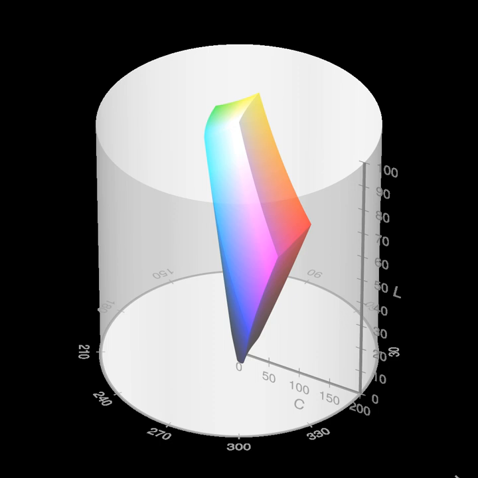Topic: Chroma. C = Q * (|R - G| + |G - B| + |B - R|) / 3.